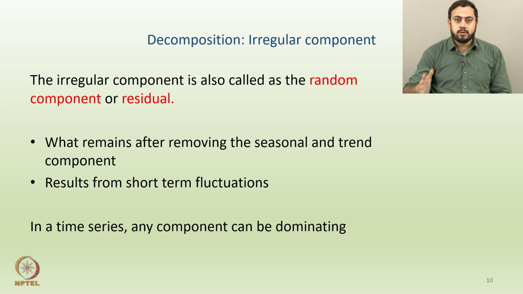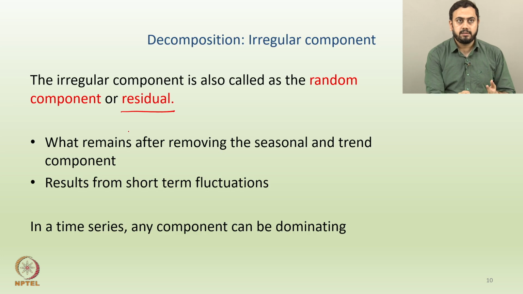Now talking about the last component, which is the irregular component. The irregular component is also called the random component or residual. So why residual? Because we described a short while back that if you try to remove all the components, let's say trend or seasonality or cyclicality from a time series, whatever remains is the residual component. Okay. So what remains after removing the seasonality and the trend component is called the random component or the residual component. And any residual component results from short term fluctuation.